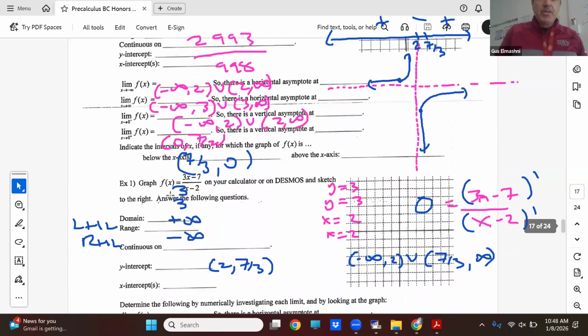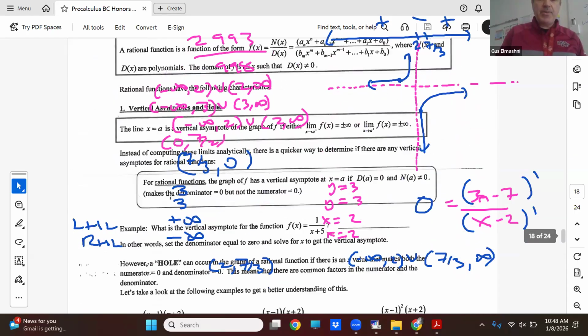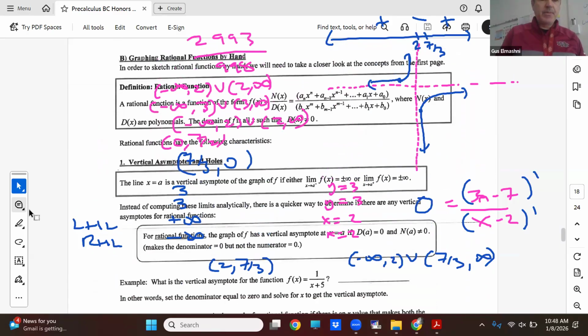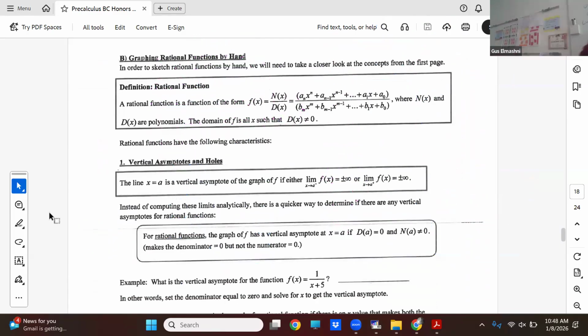So let's talk about graphing this stuff by hand. Okay. Let me get some water here. Okay, so graph this stuff by hand. Generally speaking, you have a sub n x raised to the n power over b sub m x raised to the m power, fine. And you assume that the denominator is never zero, fine.